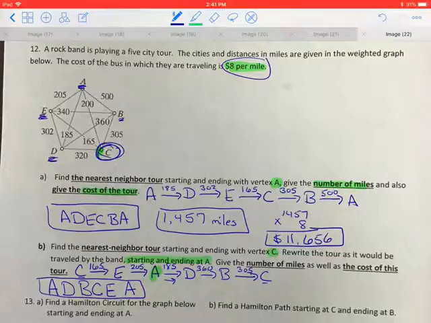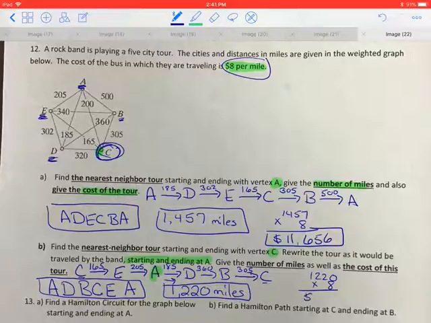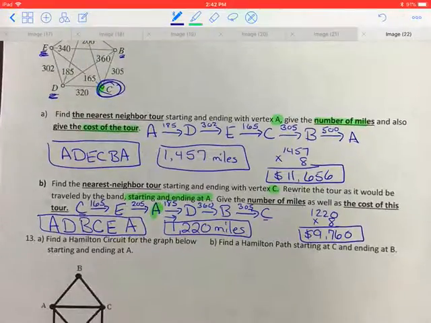If I add up all those numbers, it comes out 1,220 miles. So we can see that's a little bit less mileage, which should mean a little less money. So just like the last problem, we're going to multiply by 8 to get the cost, and that would be 9,760. So we can see that that would give us a slightly less expensive option than the first one.